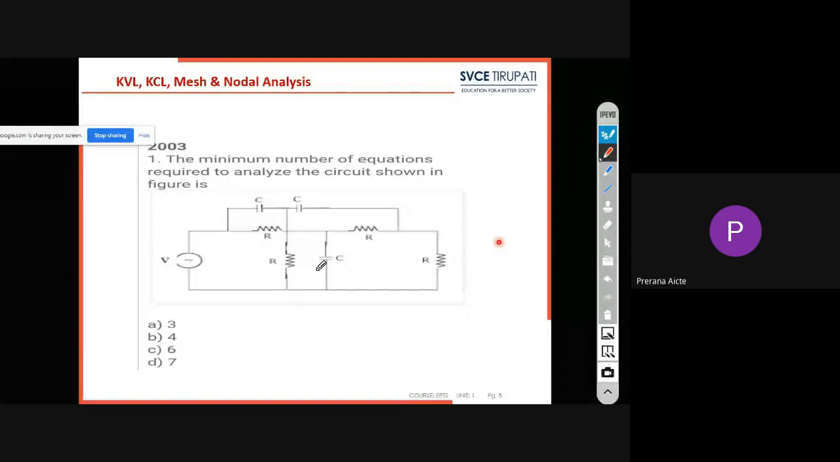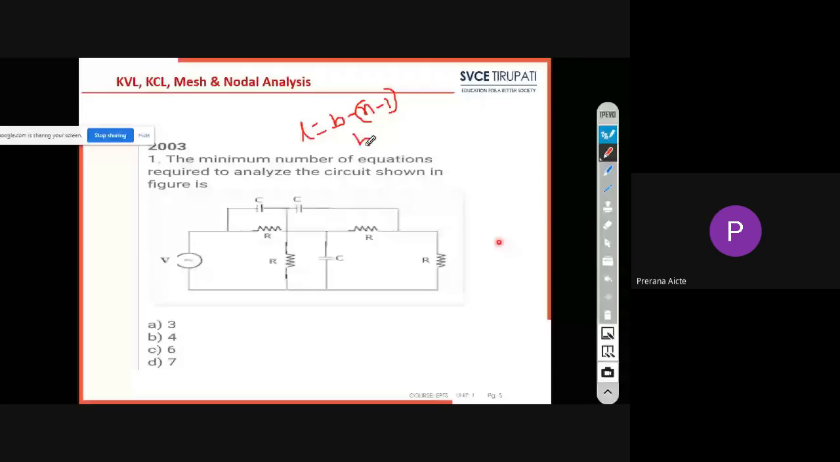So we know how many equations are required for nodal analysis and mesh analysis. Can anyone tell me the formula for the number of loop equations in terms of branches and nodes? It is B minus (n minus 1), that is, B minus n plus 1. This is the number of loop equations. And the formula for the number of nodal equations is N minus 1. Is it clear?